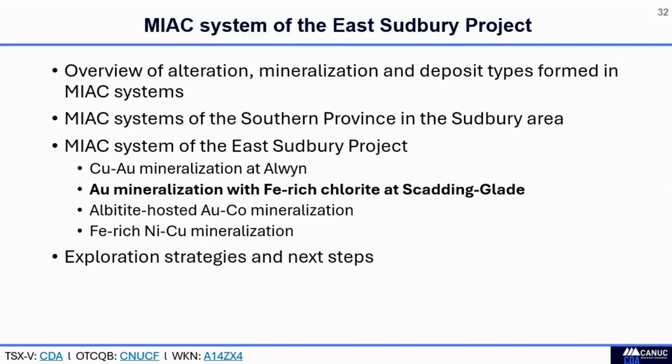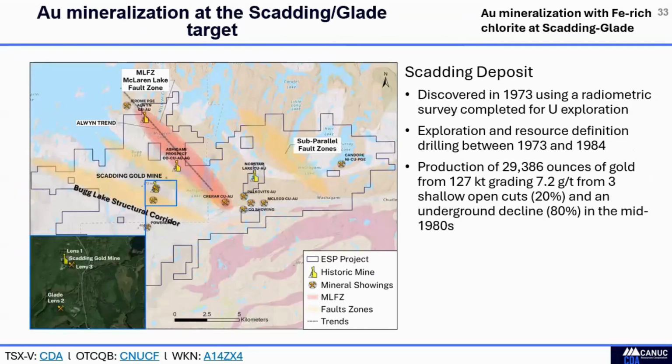Another target that is present on the property is really the one that started making the connection with systems that come from IOCG. It's the iron-rich mineral alteration related to gold mineralization at Scadding, and now we are able to extend it to the lake. Scadding is located in the middle of the property alongside the Bug Lake Deformation Structural Corridor. It's a historical producer. It was discovered in 1973 during a uranium survey, because there's also a low, very low, but still a uranium anomaly in relationship to the chlorites at Scadding.